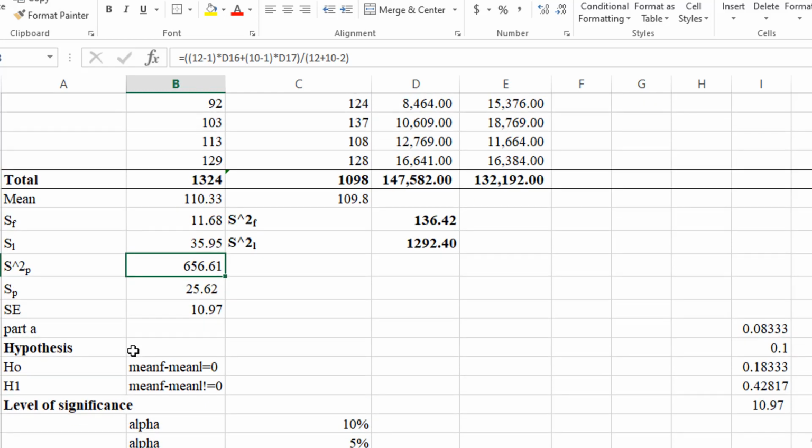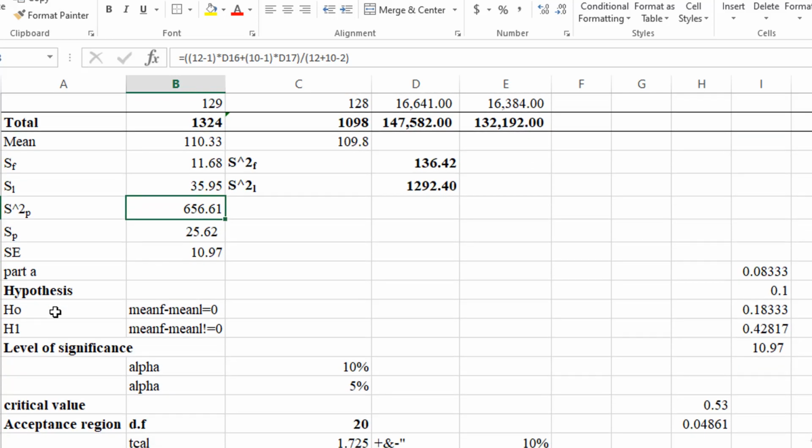25.62, and in order to obtain the SE, which is equal to 10.97, it is obtained by Sp into the square root of 1 over n1 plus 1 over n2. So this is the value that we have got. Now come to part 1.